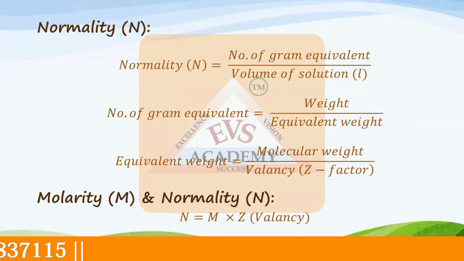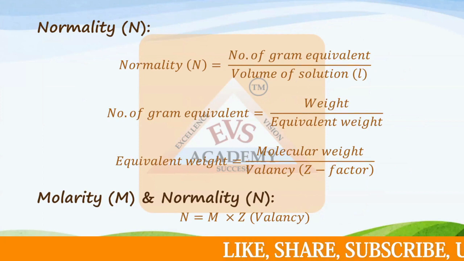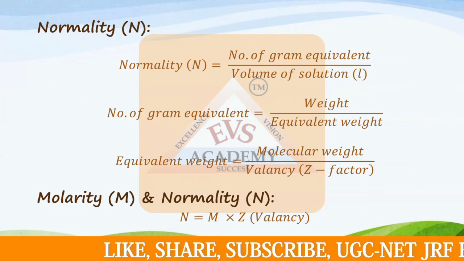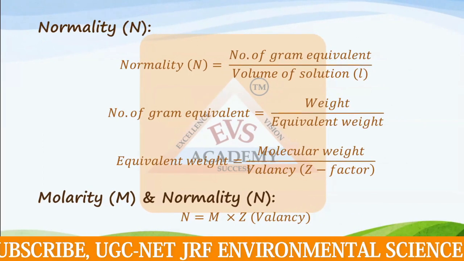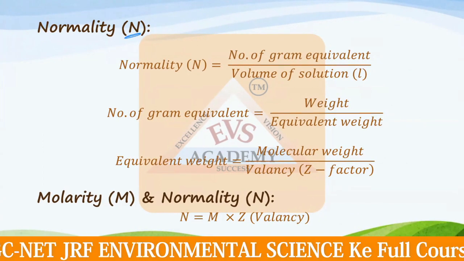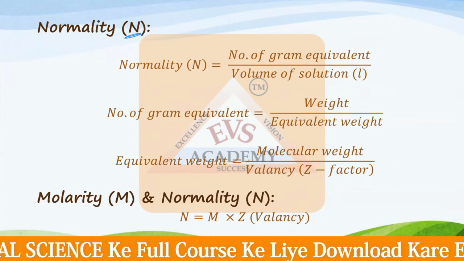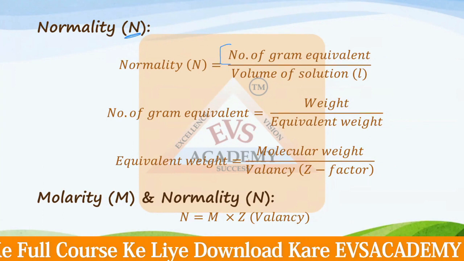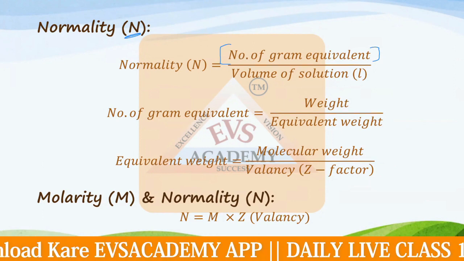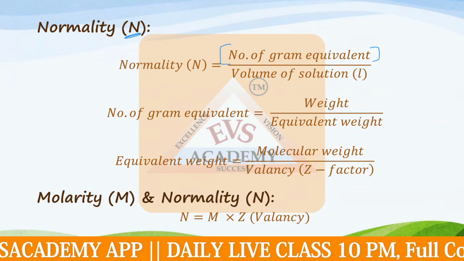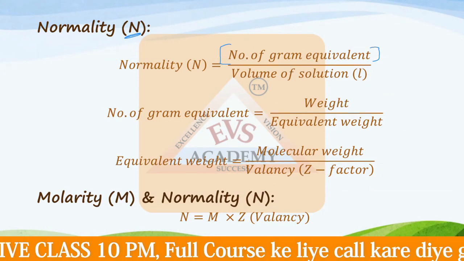Another important concept apart from molarity and molality that you have to be very clear about is normality. Normality is noted with the help of capital N. So normality, capital N, is equal to, now in the place of number of moles, a new term will come: the number of gram equivalents of the solute present in the water. What is gram equivalent? It is divided by, again the same as molarity, the volume of the solution.